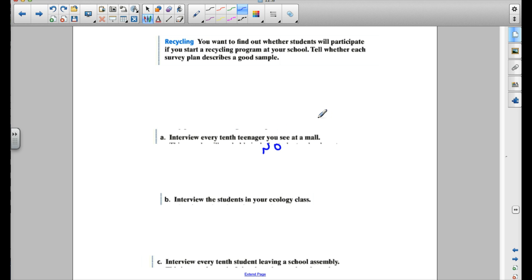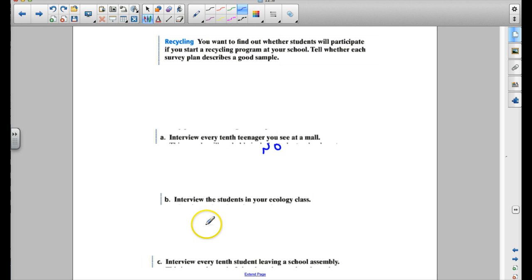And why this is not a good example is because if you're interviewing every 10th teenager at the mall, the 10th teenager might not even go to your school. And if you're looking at a recycling program at your school, he or she is not really going to care what you do with your recycling program.